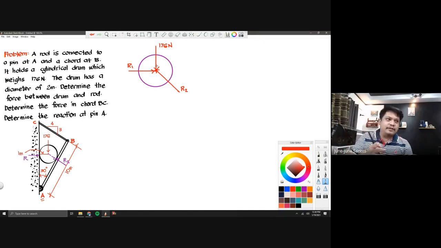So kung napanood nyo yung videos kahapon, ang ginawa doon, pwede kang mag-triangle method. Pwede kang mag-parallelogram method, etc. Okay? Pero in this case, parang mas madali siyang mag-summation of forces vertical and horizontal na lang. What we need to know is only this angle. Okay? Kailangan nating malaman ano ba yung angle na to ng R2.